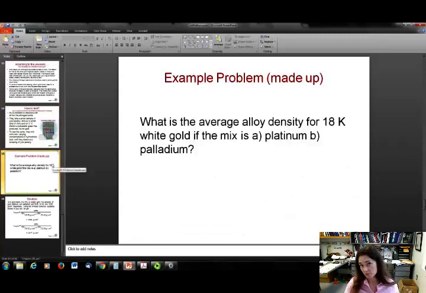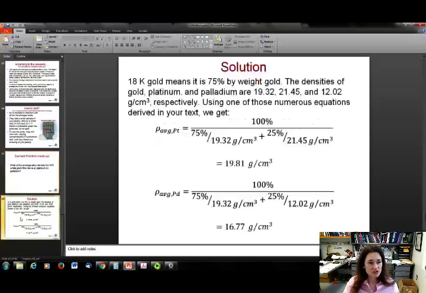Another way that you could do it that would be totally non-destructive is if you could measure the density of the metal. So what you could do, of course, is a water displacement method to get the volume and then measure the mass, divide the two, and you have a density. To show you what this would mean, let's figure out what the average alloy density for 18 karat white gold would be if it were alloyed totally with either platinum or palladium. To do that, I'm going to use one of those many formulas derived in your book that started with the weight percent. We're going to figure out what our average density is.